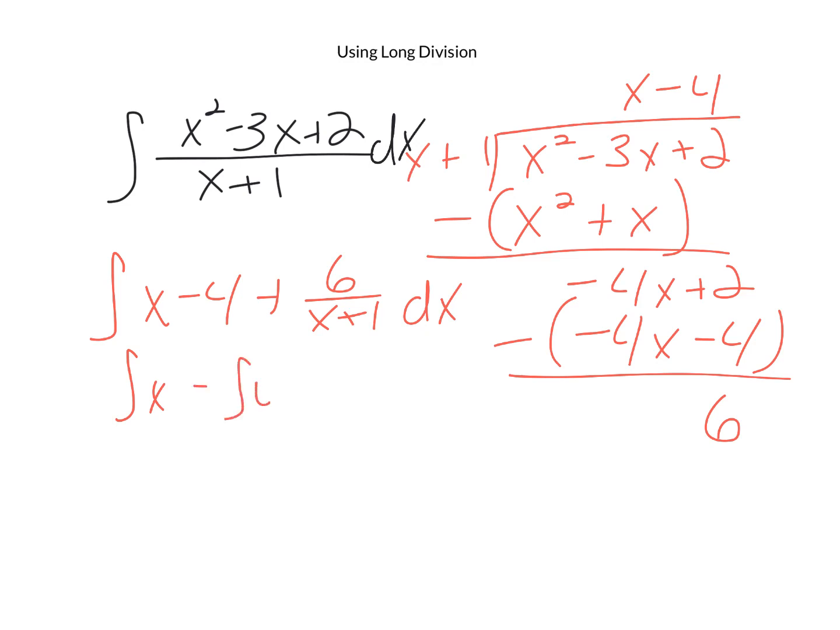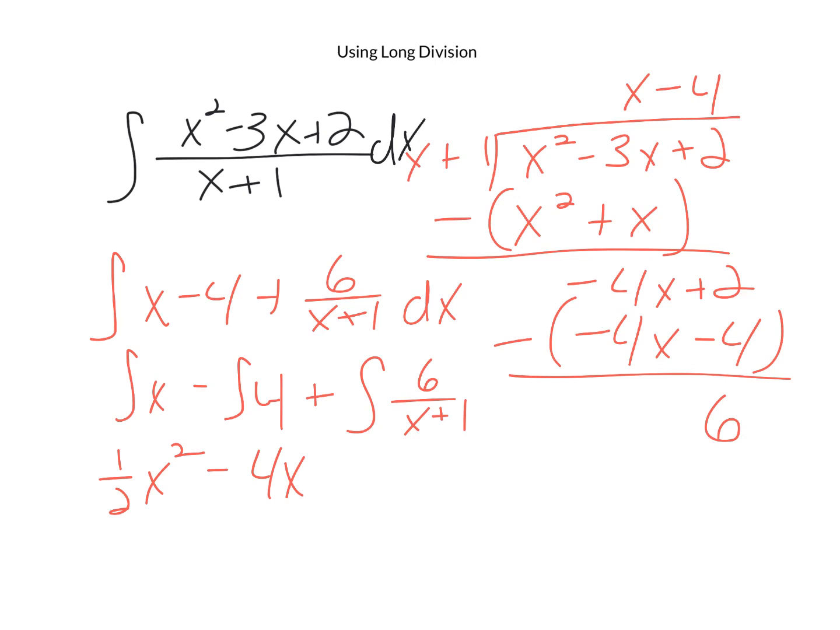Minus 4 plus integral of 6 over x plus 1. So over here, we got 1/2 x squared, right? Because you add 1 to the exponent divided by the new one. This one right here, we have 4x, right? Because any integral of a constant, as hopefully you remember, is just going to be that constant times x.